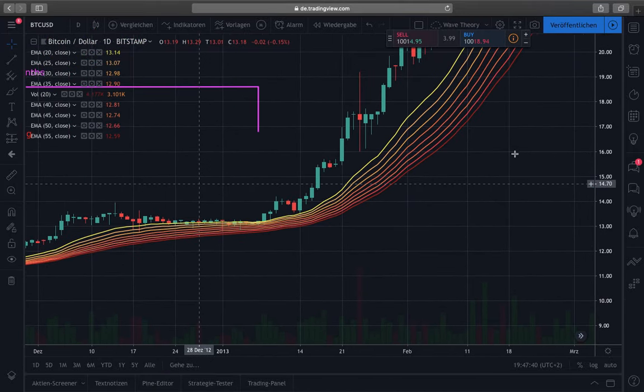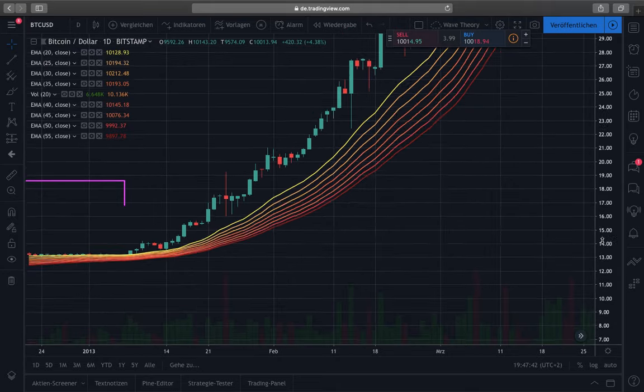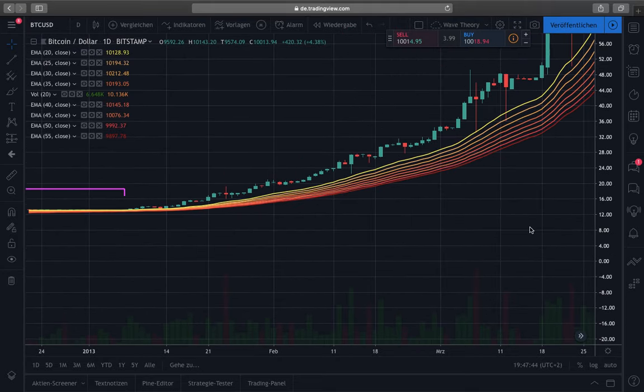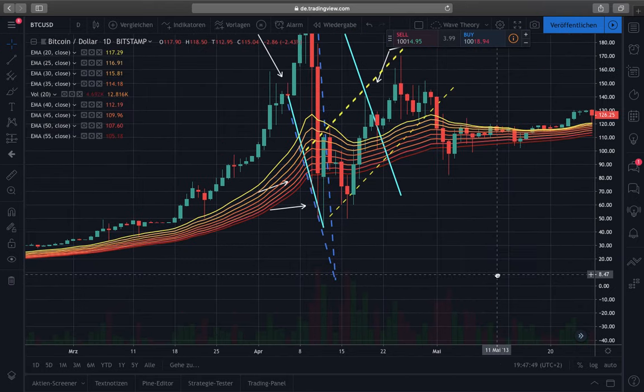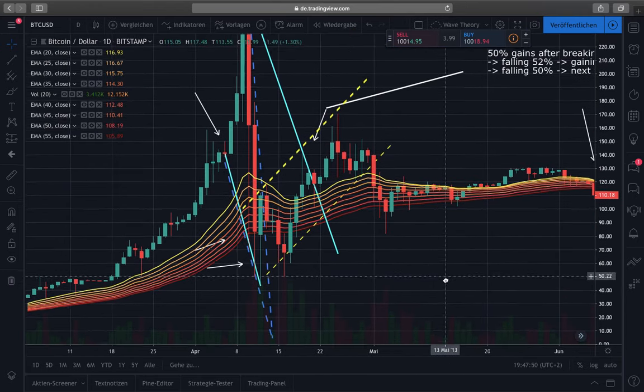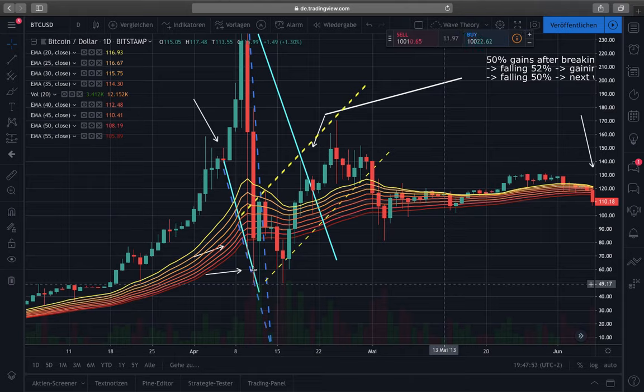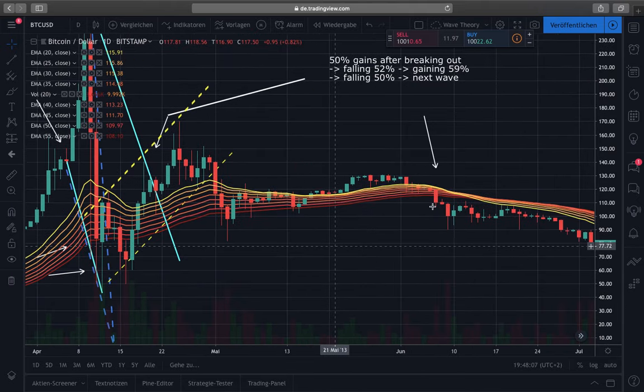Now, let's go to the third wave. As you can see, testing the channel line for the third time and then moving up inside of this ribbon again. When we are above it, we break the main trend line, and then we see the gains, and then we have that point where we fall below this ribbon again.